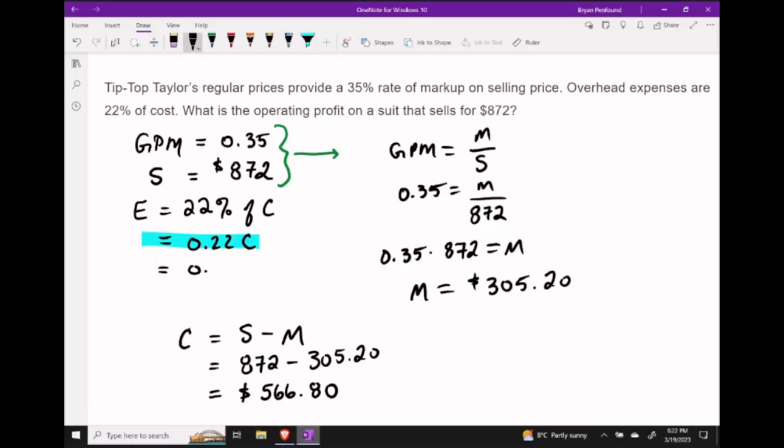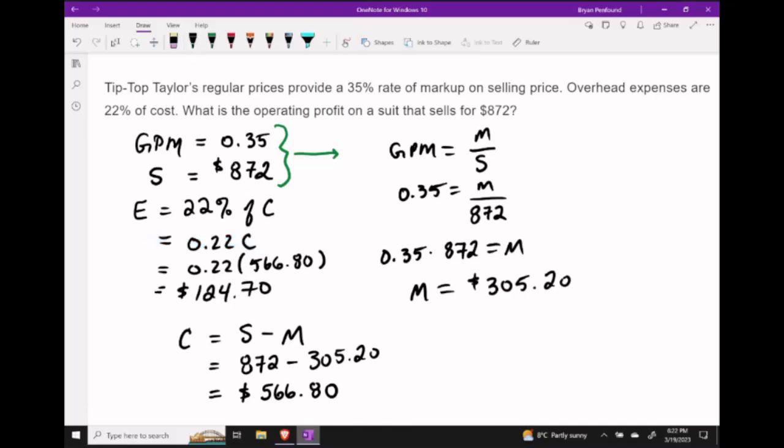Now we have enough firepower to come back and determine the actual amount of our overhead expenses. Our overhead expenses are 22% of this $566.80. Multiplying those two values together, we see that our overhead expenses are $124.70, correctly rounded to 2 decimal places.